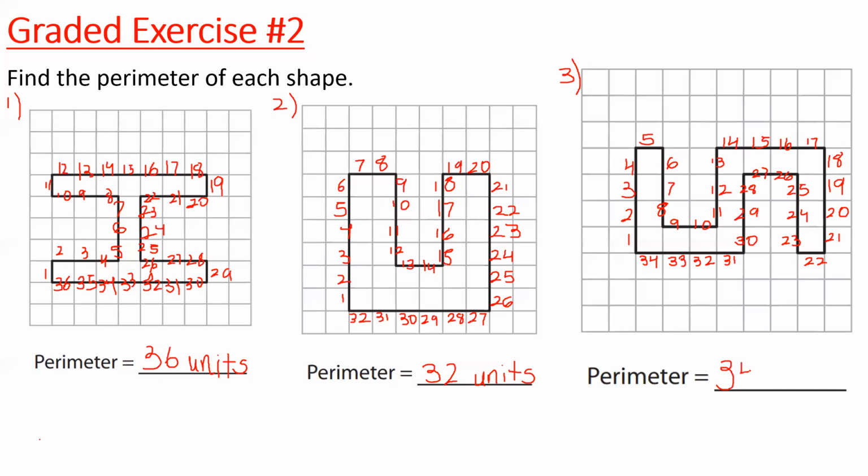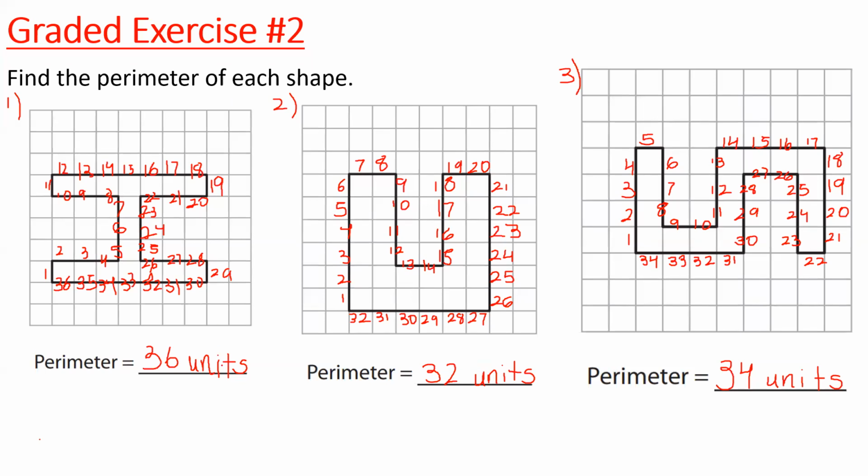Anyone got 34 units? Let me hear you. 34 units. Very good. How many got all 3 right? 3 out of 3? Let me hear you if you got all 3 right.